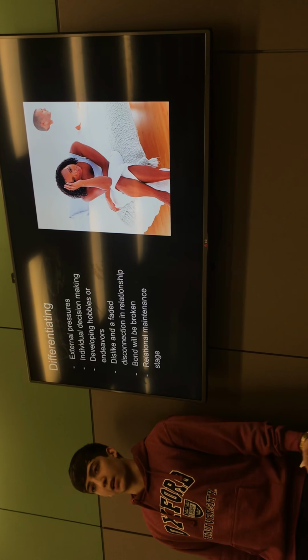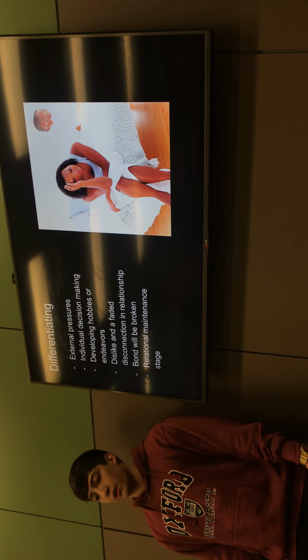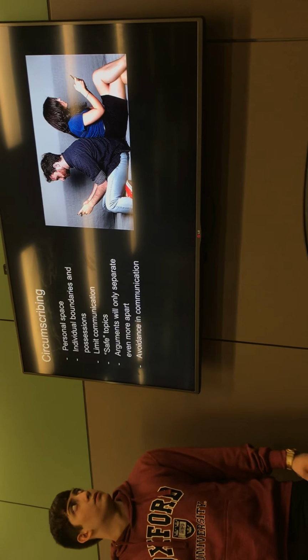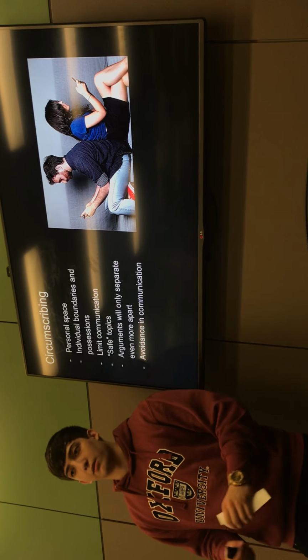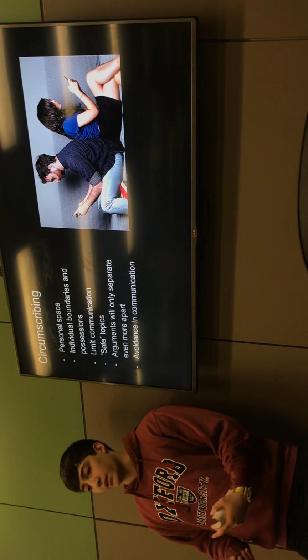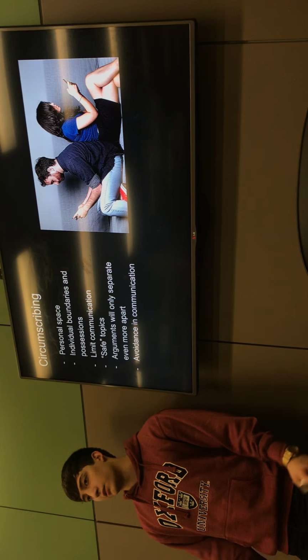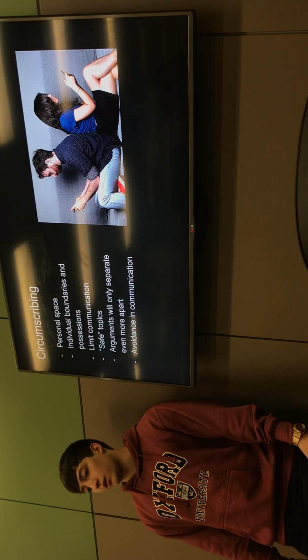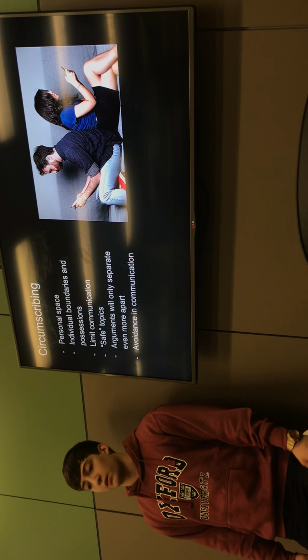This will create a dislike in a faded relationship. The bond will be broken, and this will lead most likely to circumscribing. This will lead to the couples wanting their own personal space, individual boundaries, and possessions. They'll limit communication because they want to argue less. They'll probably disagree on most things. They'll stick to safe topics.